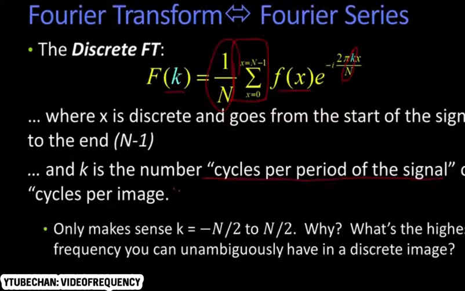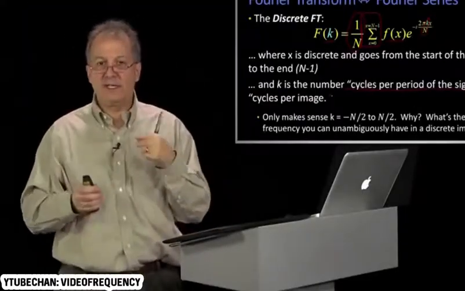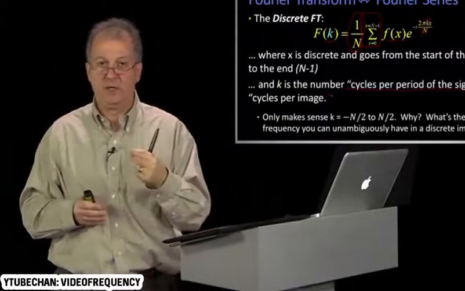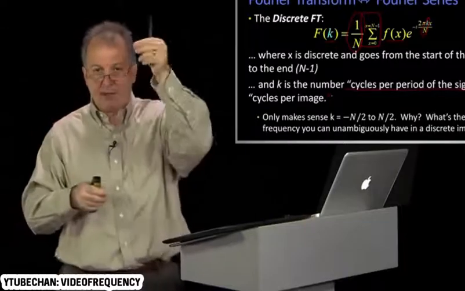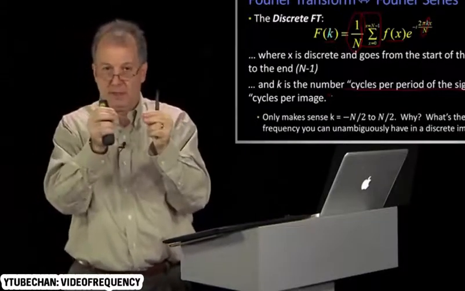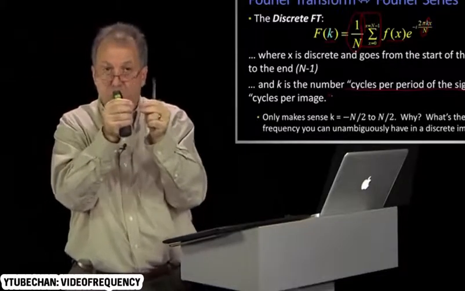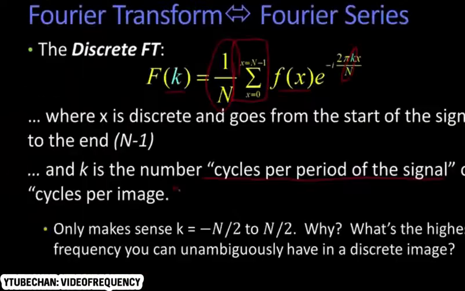This only makes sense essentially from 0 up to n over 2. Why only n over 2? Well, think about how quickly a sinusoid could possibly wiggle in an image that has n pixels. It would go white, all the way to black, all the way to white, all the way to black. So that would be a period of 2. So the frequency, the number of cycles, would be n over 2. So basically, k can only go from minus n over 2 to plus n over 2, because that's the highest frequency you can have in a discrete image.